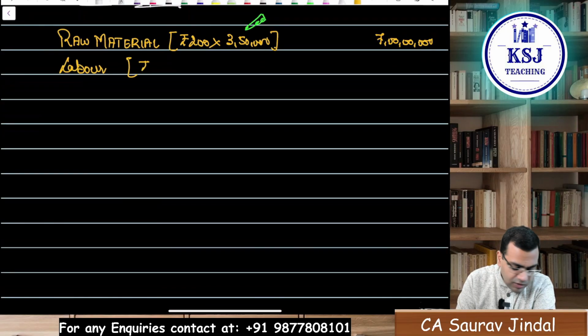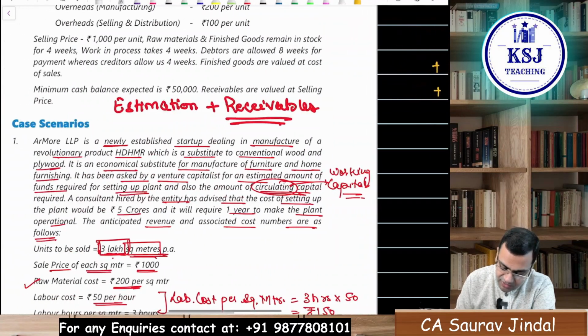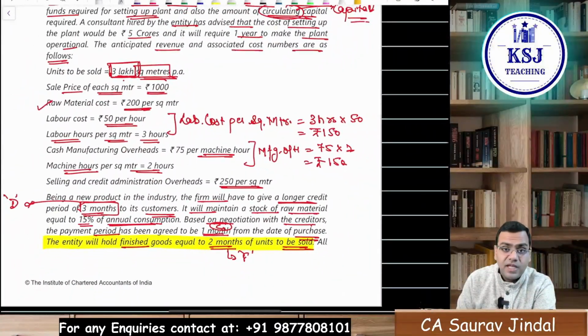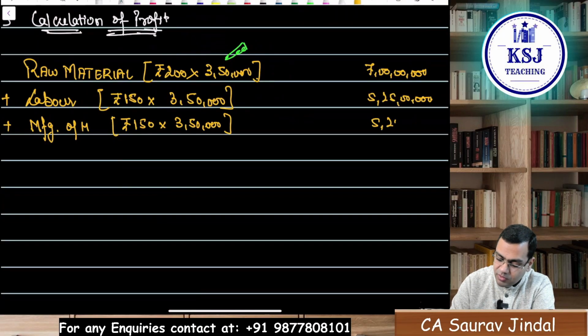Now second cost, let's come to the second cost, that is labor cost. Labor cost we have calculated is rupees 150 per square meter. Again, on how many square meters? That is 3 lakh 50,000. So that comes to 5 crore 25 lakhs. Next cost, raw material, labor, then we have manufacturing overheads. The cash manufacturing overheads are given, that is again 150 per square meter. So again 150 multiplied by 3 lakh 50,000 units, that comes to again 5 crore 25 lakhs.